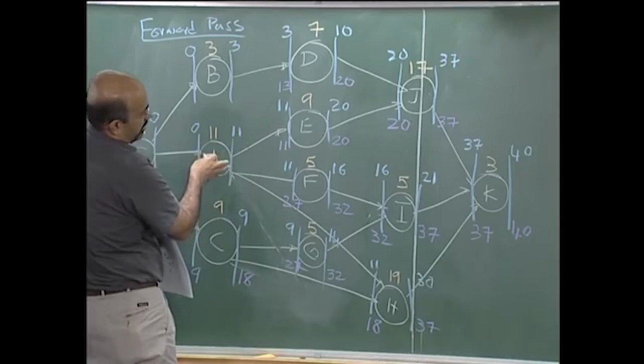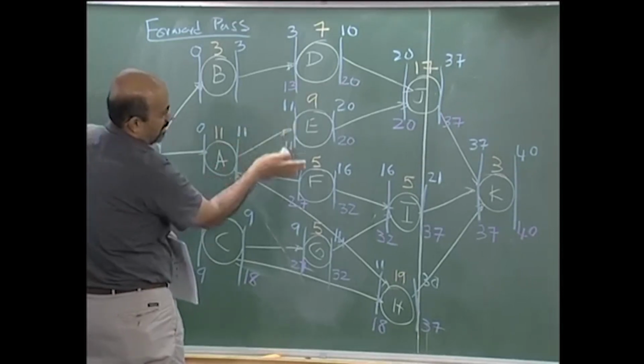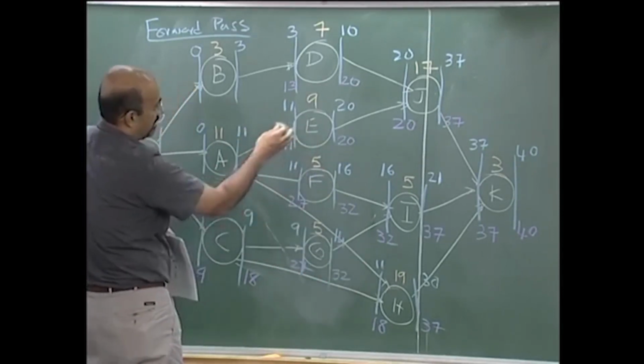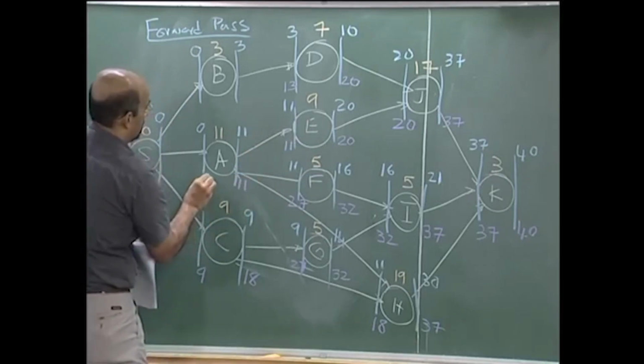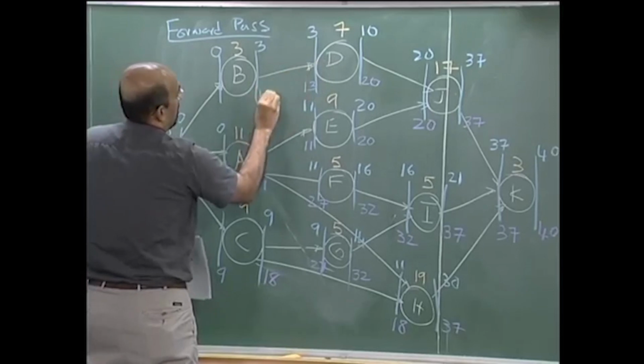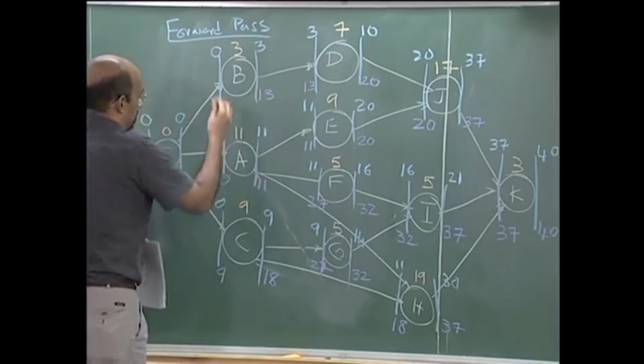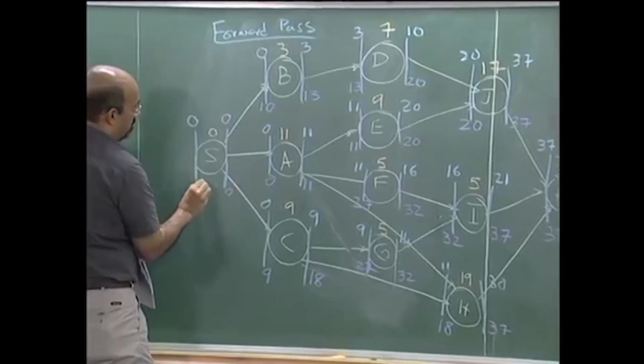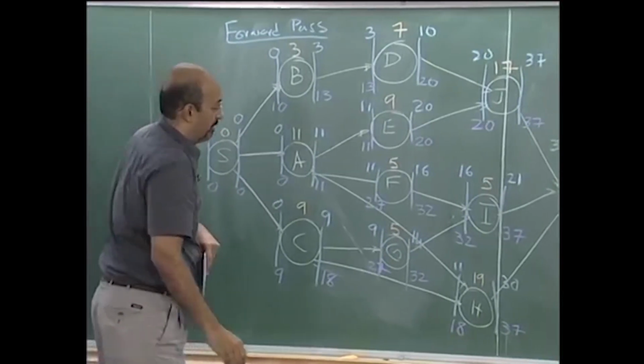Now remember, A has three successors, E, F and H. The least is 11, 0. Here there's only one successor, 13, 10 and 0, 0. So we have finished the backward pass.